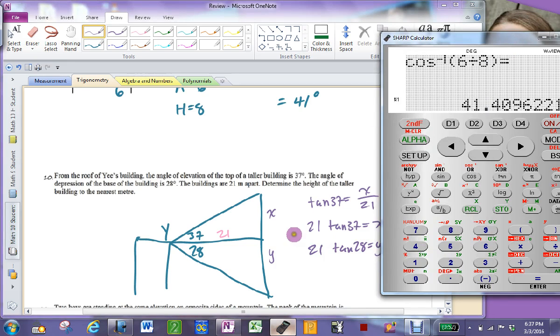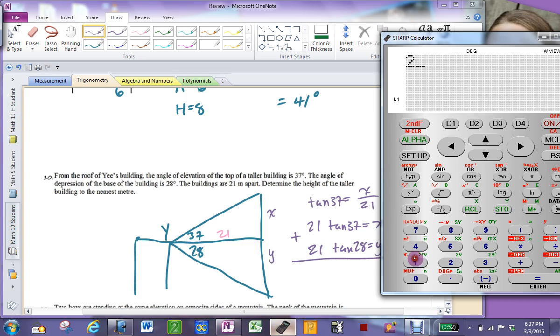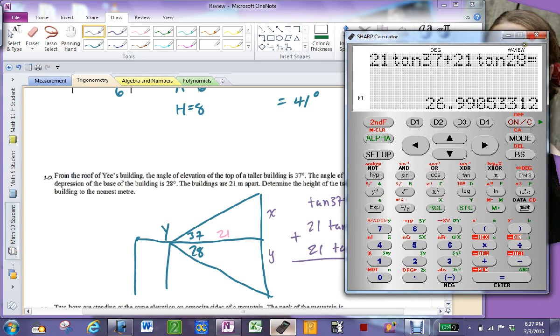So I go to my calculator and I go 21 tan 37 plus 21 tan 28 equals 27 meters.